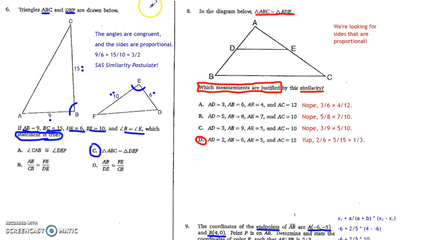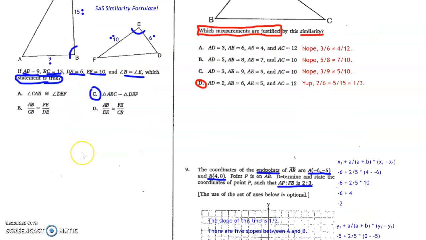All right. It tells us that these two triangles are drawn, and it also tells us all this information. Wow, tons of information. Well, since we know that these angles are congruent, and since we know the sides are proportional, I did 9 divided by 6 is equal to 15 divided by 10. That's the same as saying 3 divided by 2 for both of those. We can say that they are proportional. So since the sides are proportional and these two angles are congruent, we can say SAS Similarity Postulate.